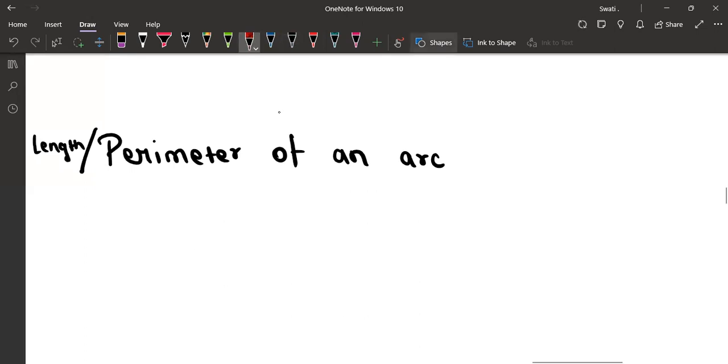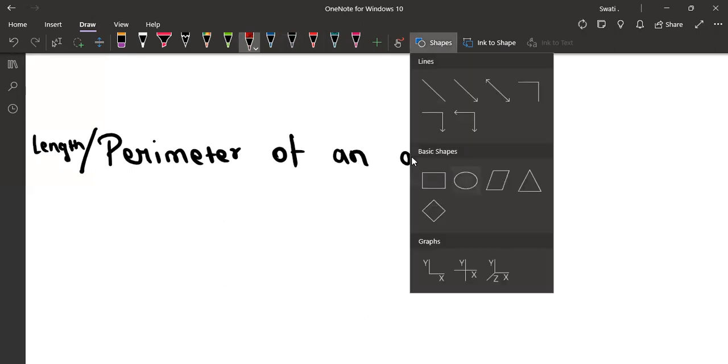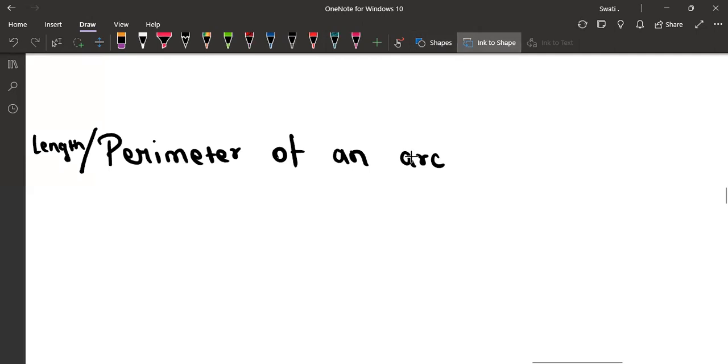What is the perimeter of an arc? I'm not going to explain the formula here. The reason is, if I explain the formula, it will take a lot of time and the video will be very, very long. So if you really want to understand how these formulas have come, you can let me know in the comment section. I'll make a separate video for that. Here, I'm directly going to write the formula.